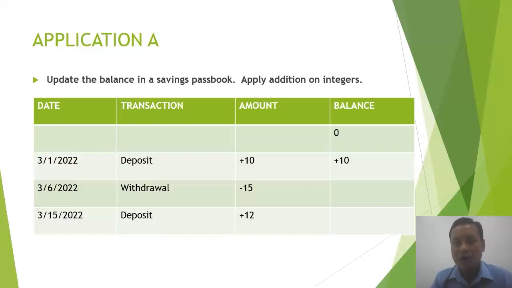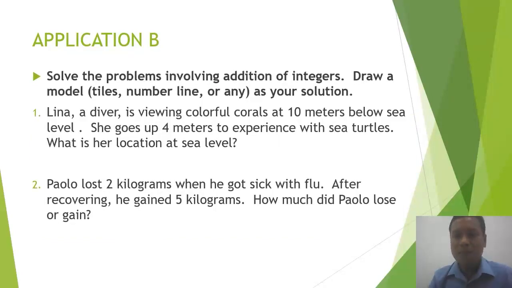So what do you have? Right, negative 5. So right here, negative 5, that's your balance. Continue. Negative 5 plus positive 12. Okay, draw models, tiles or number line. Take note, negative 5 plus positive 12. What do you have? Right, positive 7. Great.